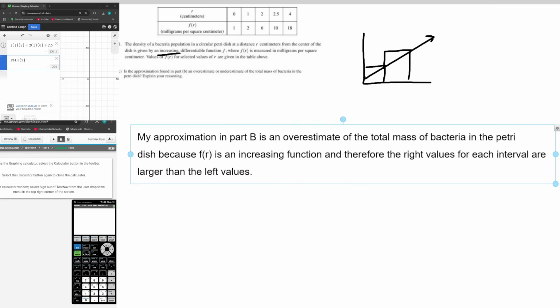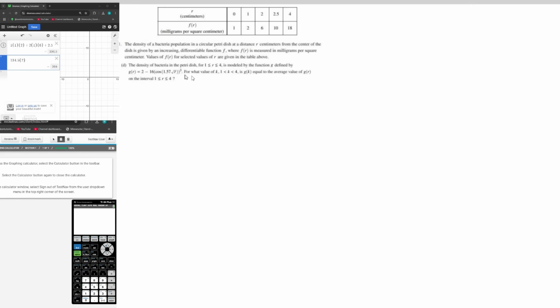So yeah, next, we're told the density of bacteria in the petri dish for 1 ≤ r ≤ 4 is modeled by the function g, defined by this. It says, for what value k, 1 < k < 4, is g of k equal to the average rate of g of r on the interval? So what is the average rate? Well, the average, where is that?